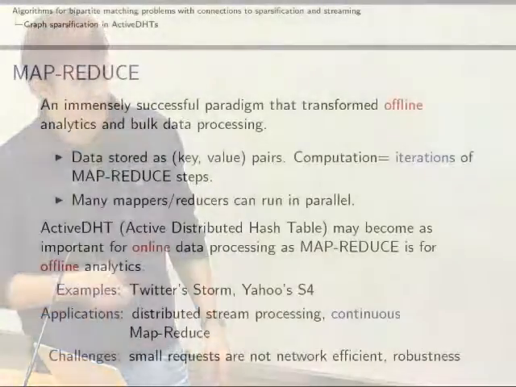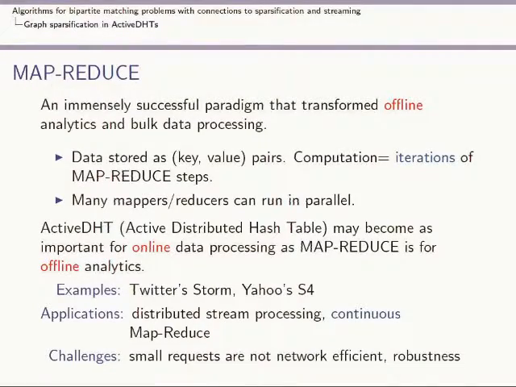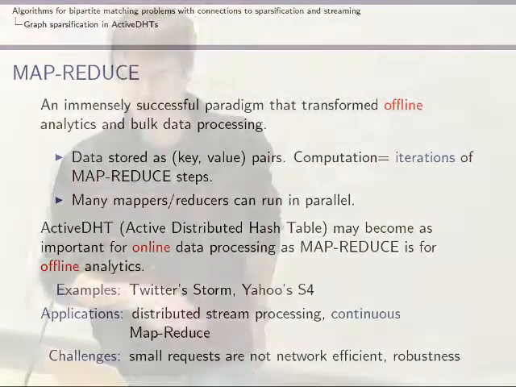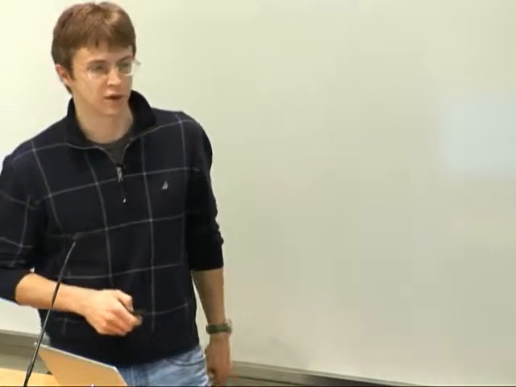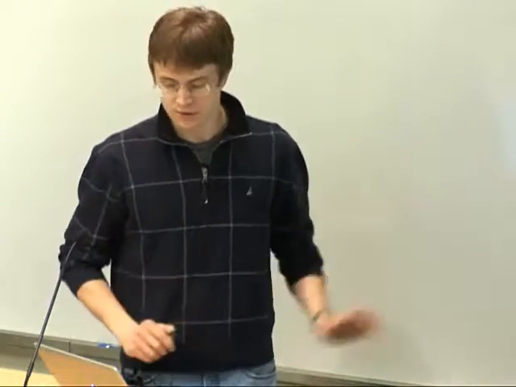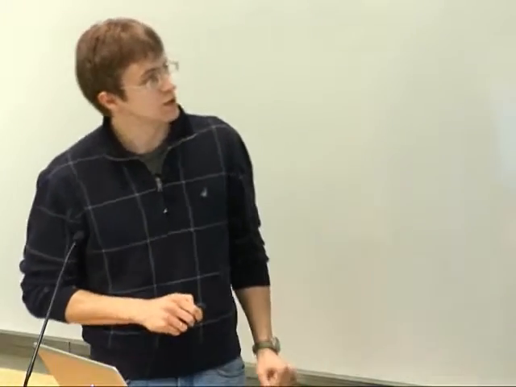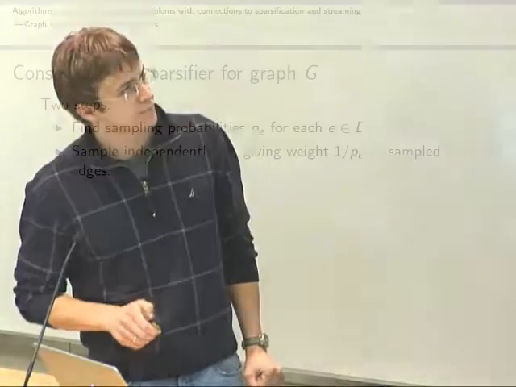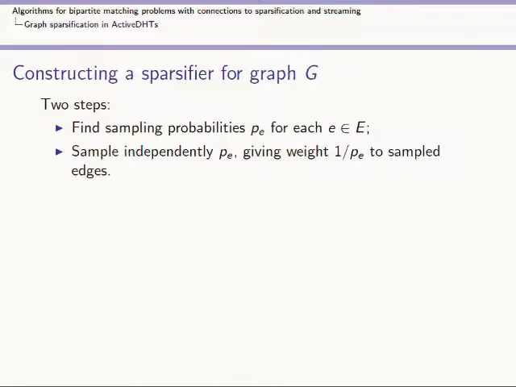These are fairly new systems, and there are challenges in implementing them which have not yet been fully solved, such as the inefficiency of small network requests and robustness, but people are working on that. Okay, so that's all that I will say about active DHTs. Now, what we're interested in here is constructing a sparsifier on active DHTs. So let me sketch how this will work.